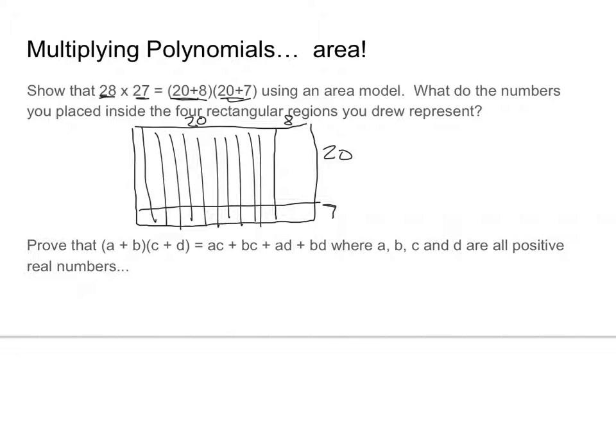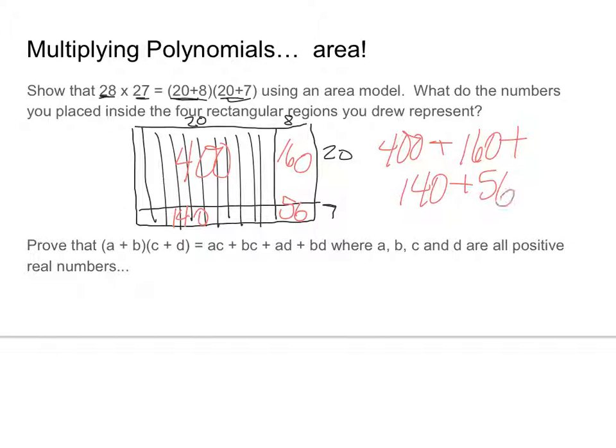Here we have, let's get a different color, I would have 400 little squares, which is the same as 20 times 20. Here, I would have 160 squares, 56 squares, and 140 squares. So it's just like 400 plus 160 plus 140 plus 56. And that gives me 756. So that's sort of like the area of things.